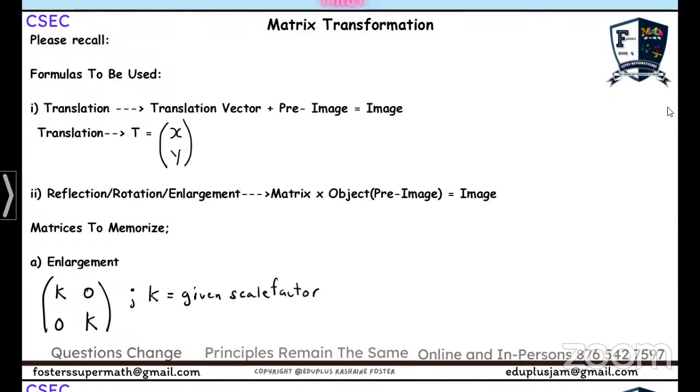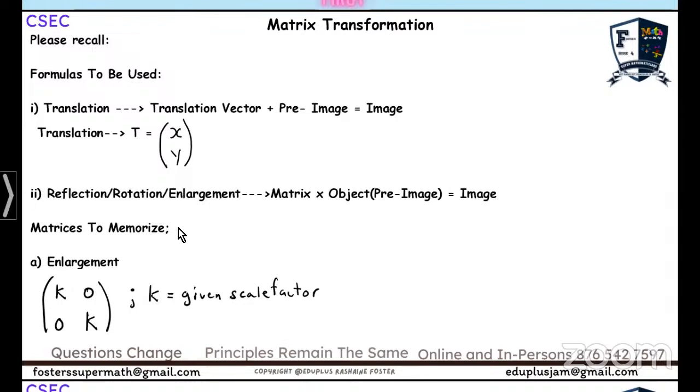Firstly, please recall the formulas that we're going to be using here. If you have any question based on translation, this is the formula that you'll be using. For reflection, rotation, and enlargement, this is the formula: matrix times object, which is also the pre-image, is equal to the image.